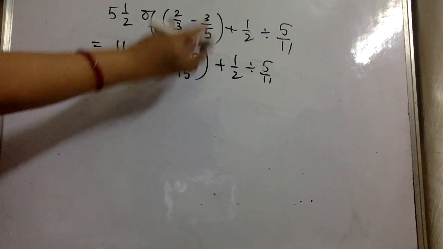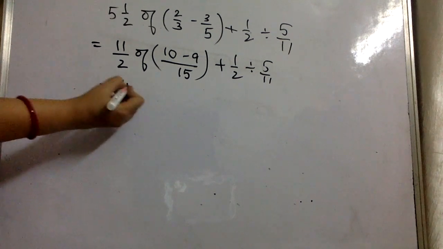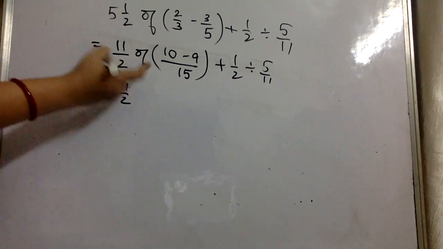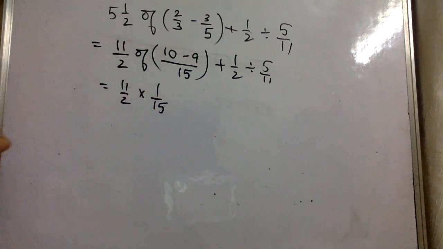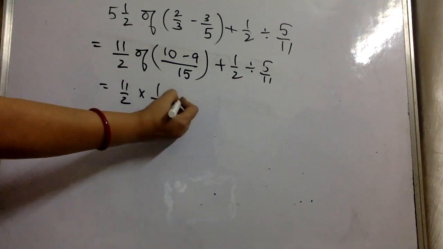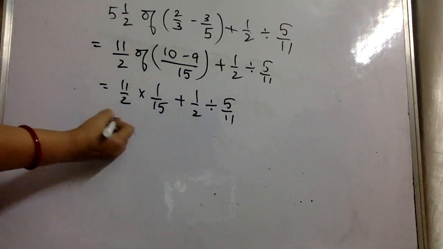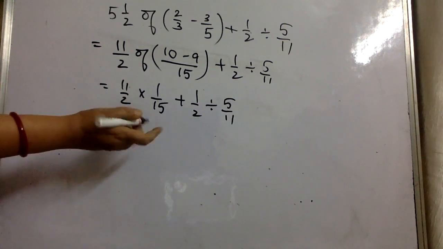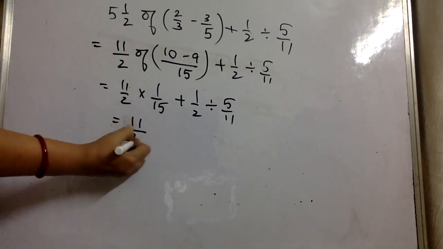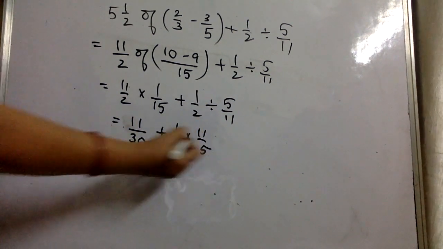One part will solve and the rest of the part we have to keep on copying. So 11 by 2. Here I can change this to an into, and then this is 1 by 15. Okay, so that gives me plus half divided by 5 by 11. Next step, 11, I can make it a 22 now, sorry. I can make this to a 22. So it's 11 by 30, sorry, not 22, plus half into 11 by 5.